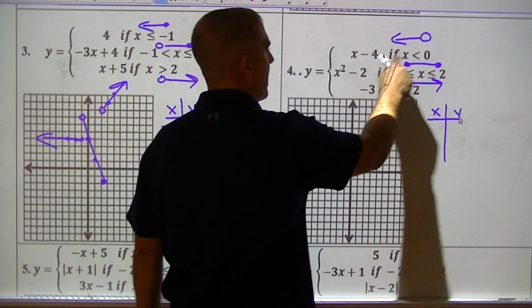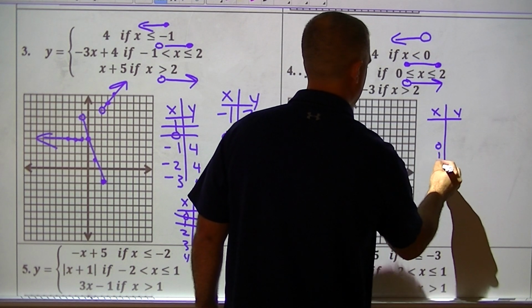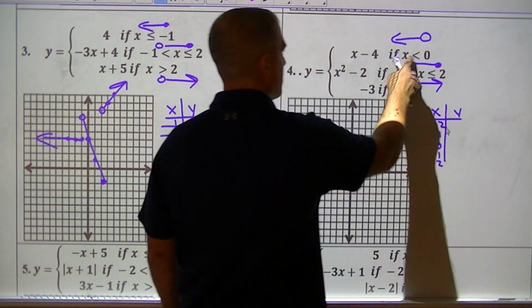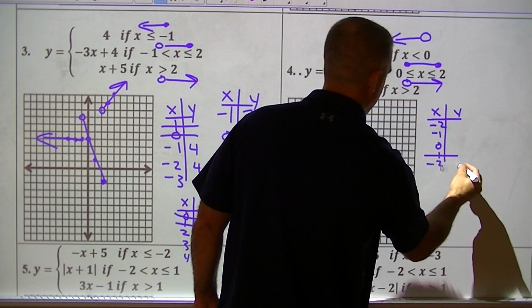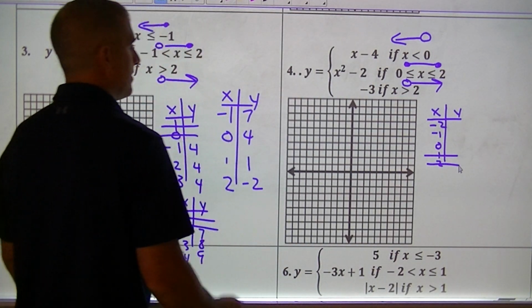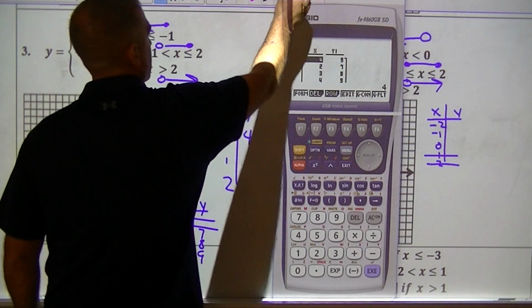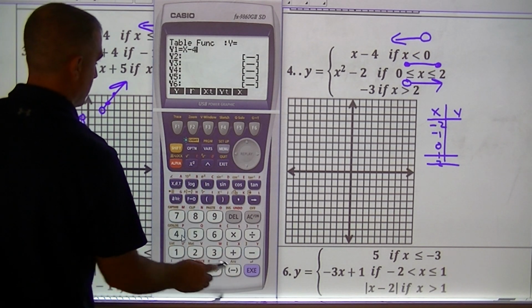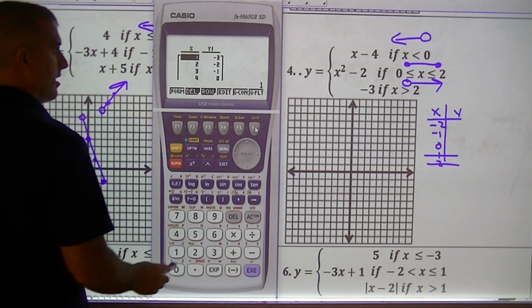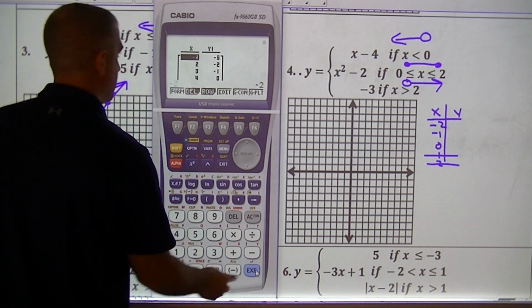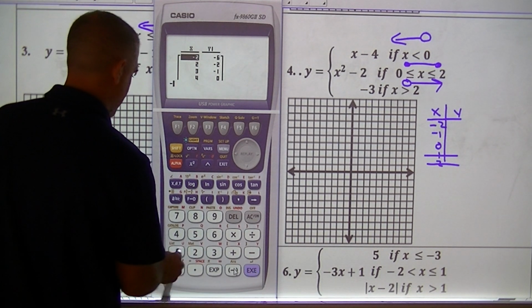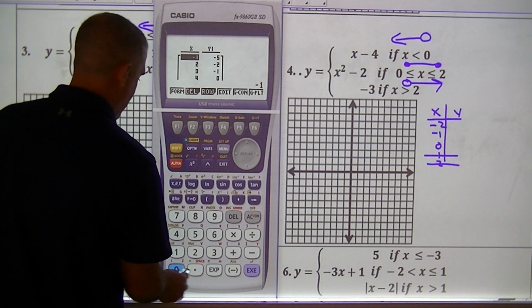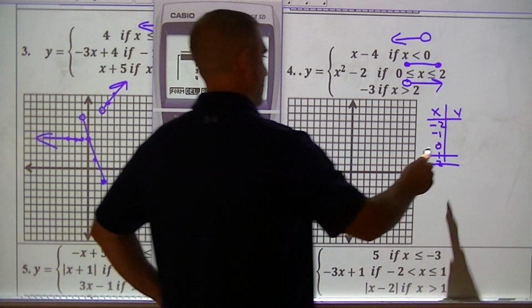is, since it's a line, I'm going to build off a 0. Now, the only ones I'm allowed to use are less than, so I can't use these. Okay? All right, so -2 is -6. -1 is -5. 0 is -4.